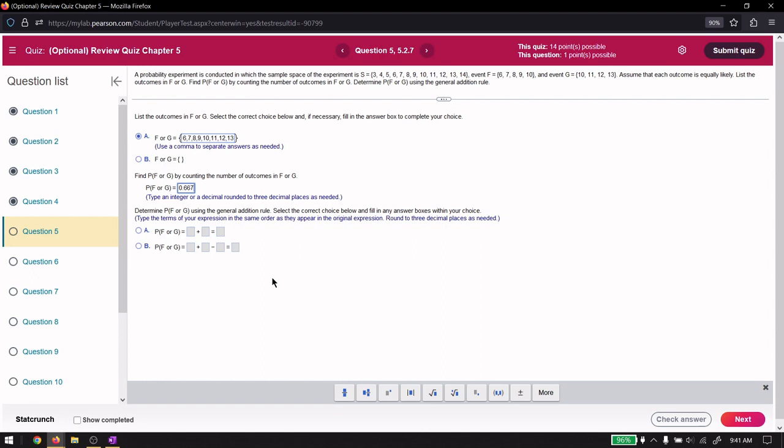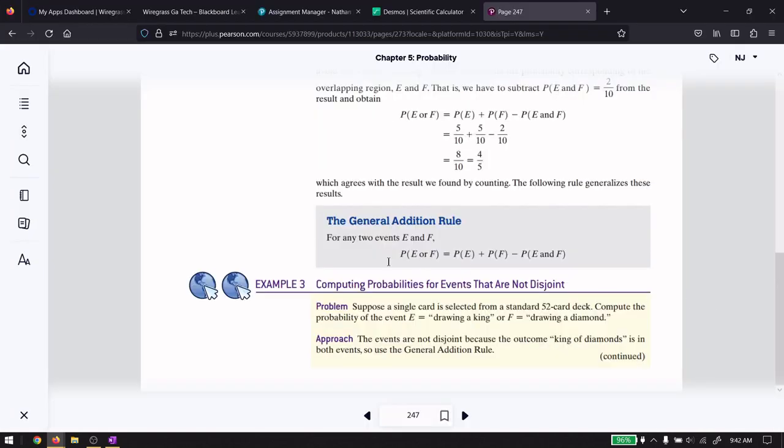Determine F or G using the general addition rule. Now the general addition rule, let's find that in the text. The general addition rule right here says the probability of E or F is the probability of E plus the probability of F, minus the probability of E and F, when they can overlap or when they're both true.